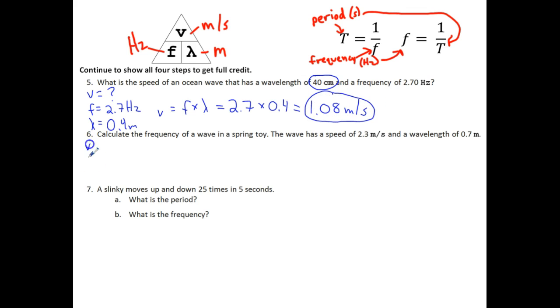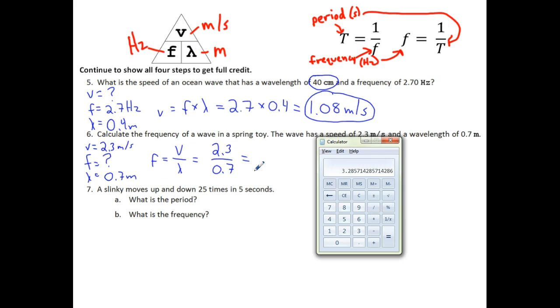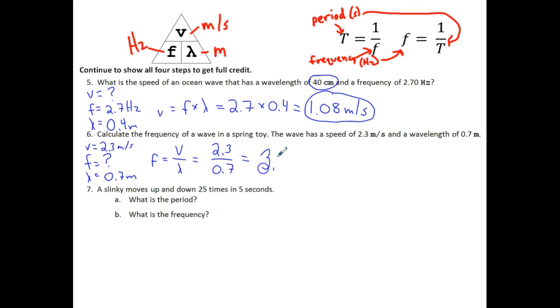That is my speed. Next one, calculate the frequency. So in this case, my frequency is unknown, my velocity is 2.3, and my wavelength is 0.7. Frequency is velocity over wavelength, 2.3 divided by 0.7, which is going to give me 3.29 hertz. That is how often it's going to see one of those waves pass.